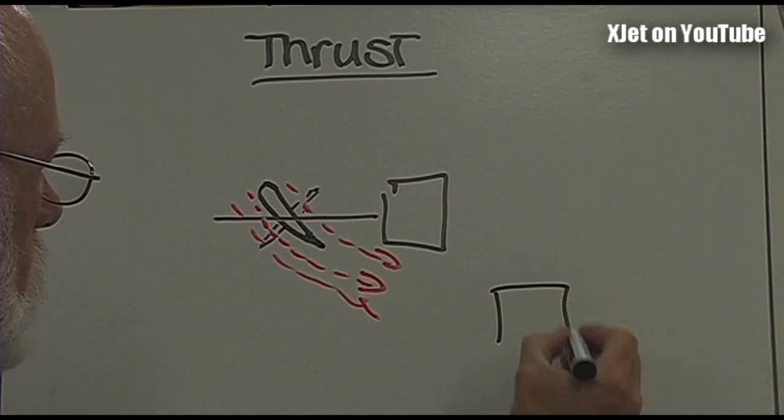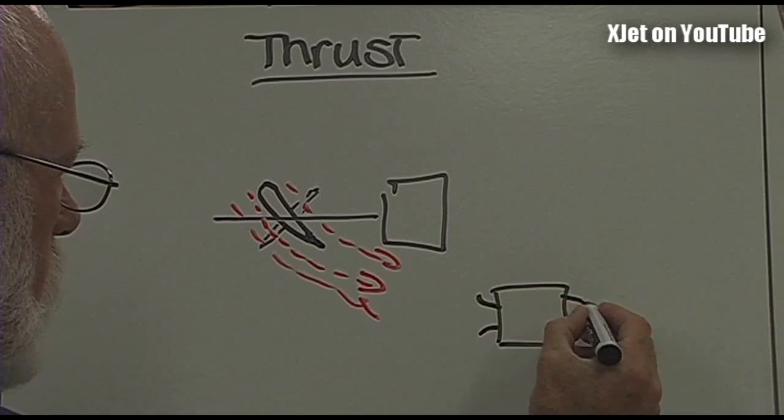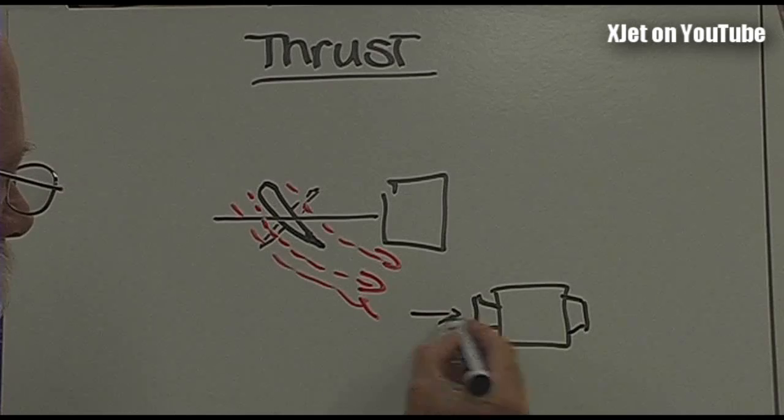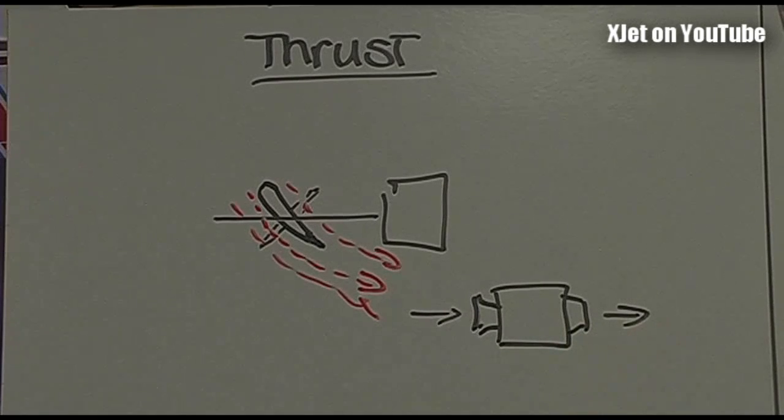We could have a little jet engine here, which sucks air in the front, blows it out the back. Again, Mr. Newton comes into play. Because there's a force pushing hot gases out the back, the equal and opposite force provides thrust to pull the aircraft forward. That could also be a rocket engine, anything else. This is how thrust pulls the model forward.